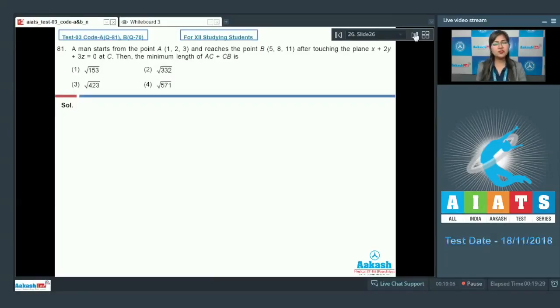Next is question number 81, which says that a man starts from the point A, that is (1, 2, 3), and reaches the point B, that is (5, 8, 11), after touching the plane x + 2y + 3z = 0 at C. Then the minimum length of AC + CB is. So this is also a good question. Let us say that this is the plane, right?